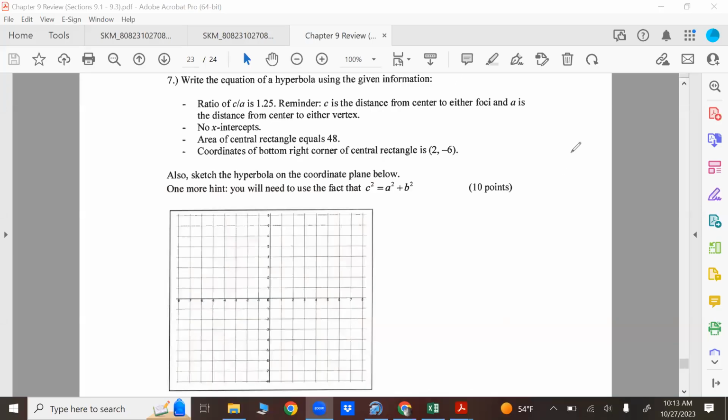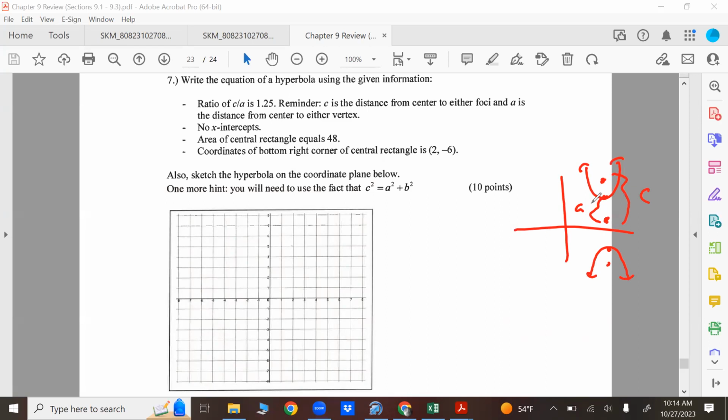So remember, hyperbola, if you have a hyperbola like this, right? Remember, that's C, right? And that's A. So C over A is going to be 5 over 4, or 1.25. Fine. Whatever that means, we'll deal with that later.